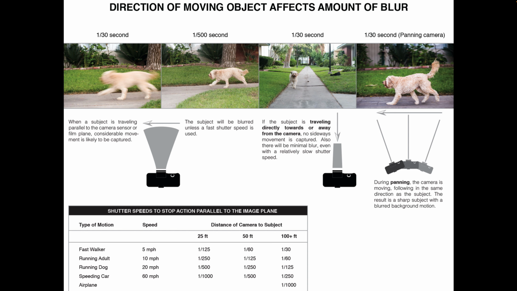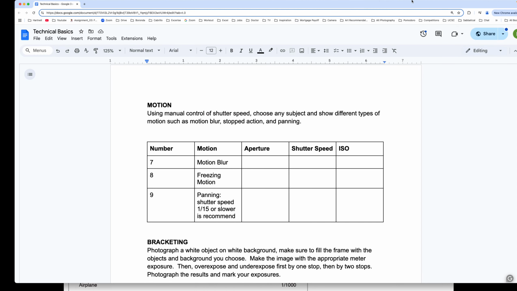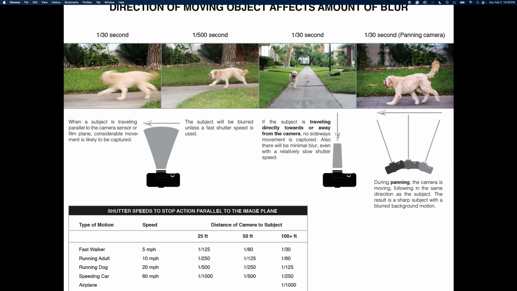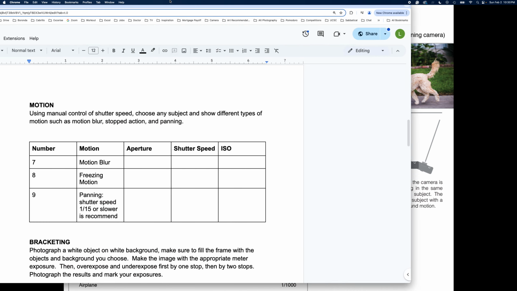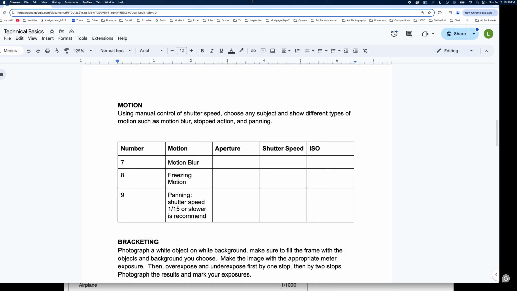And that would be freezing motion at 1/500. If you wanted to have a blurry subject and a sharp background, we do 1/30th of a second. So that would be the motion blur.